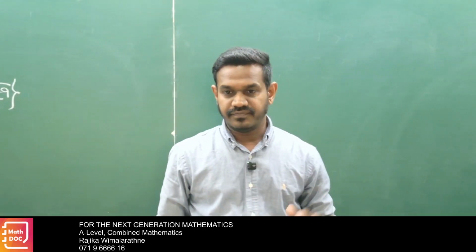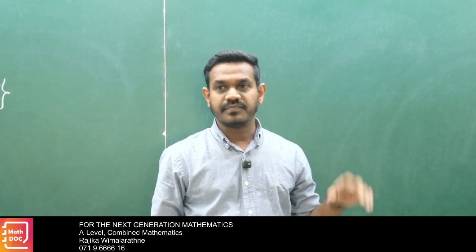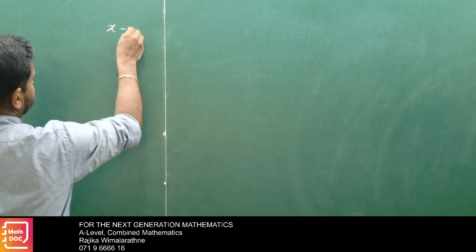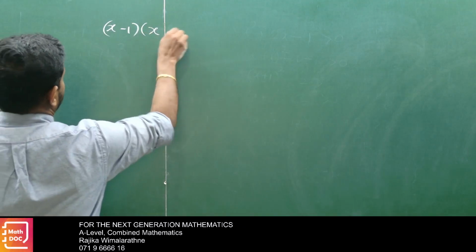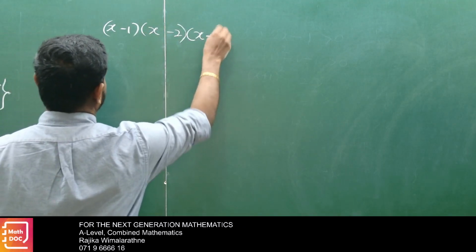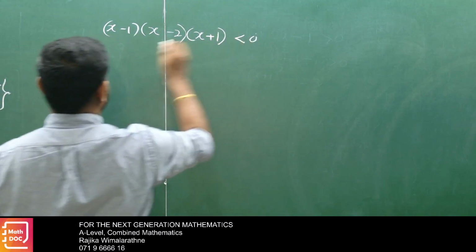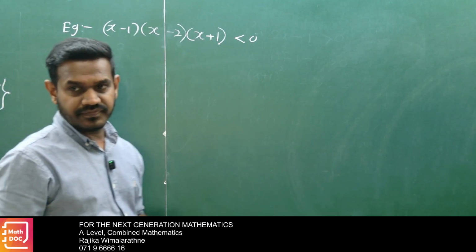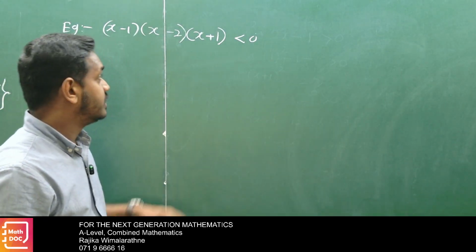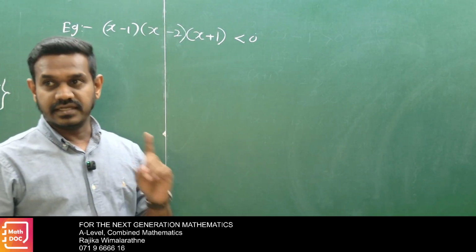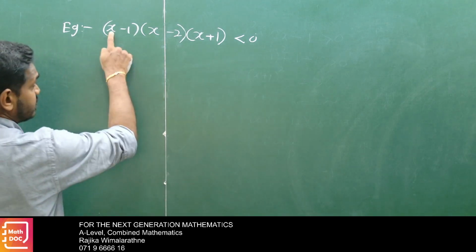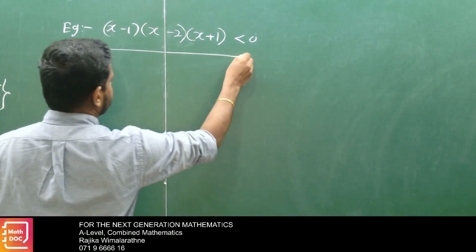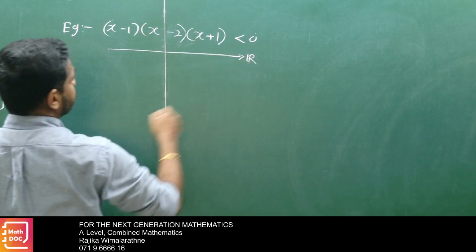Now I'll do 2-3 examples. I'll get the factorized version: (x minus 1)(x minus 2)(x plus 1) less than 0. Here this is a cubic inequality. All factors are given, all terms are on one side, and the leading term is positive. When you expand this, the x cube term is positive. Here we evaluate this on the real number line.